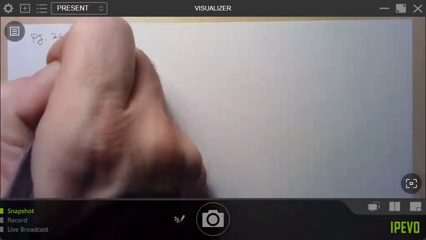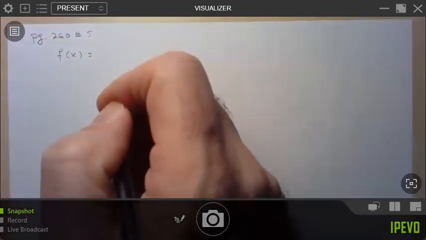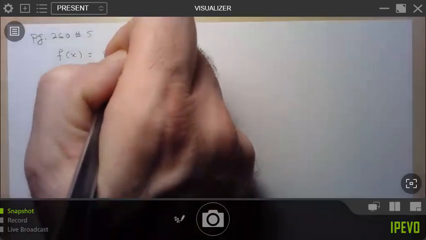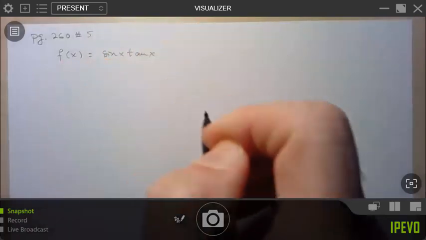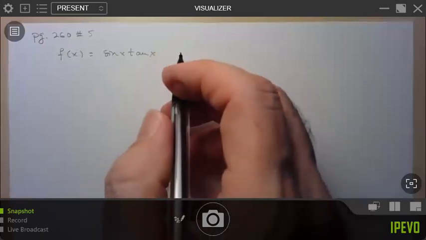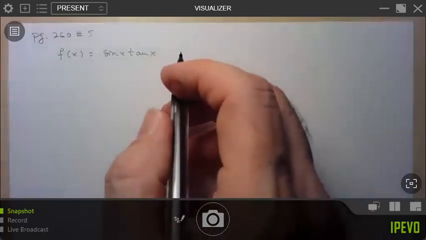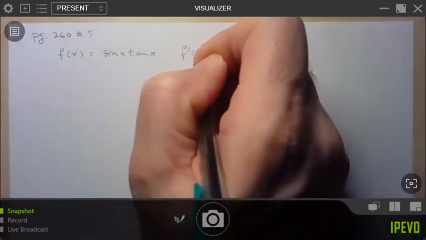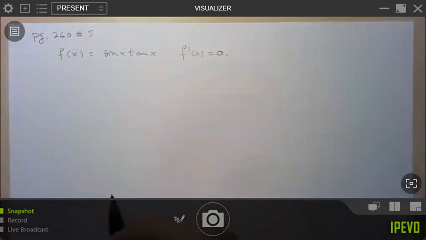So the function we're given here is sine x tan x, and we want to determine where the slopes of the tangents are equal to 0. In other words, we want to look at when f prime at x is equal to 0, because that's what f prime represents, the slopes of the tangents.